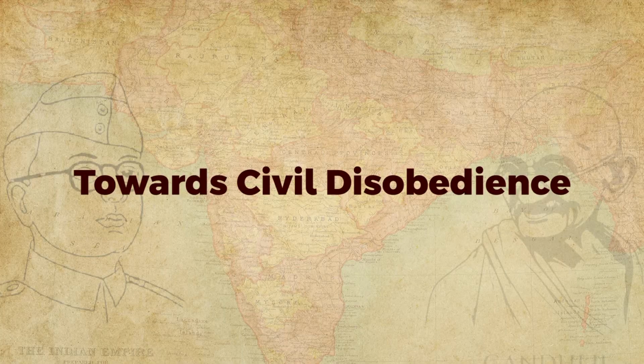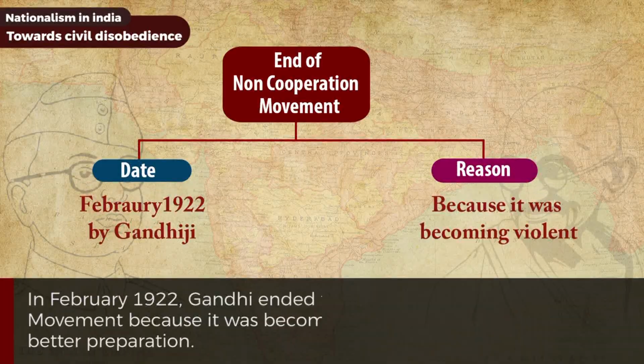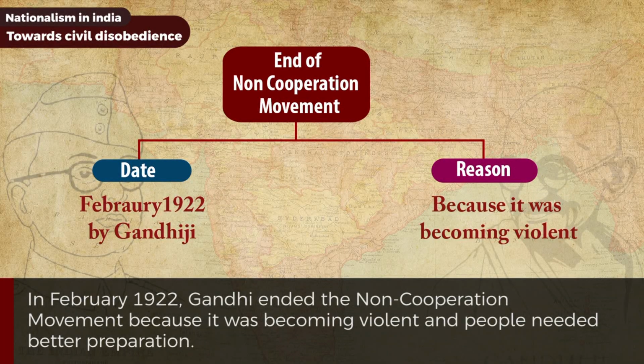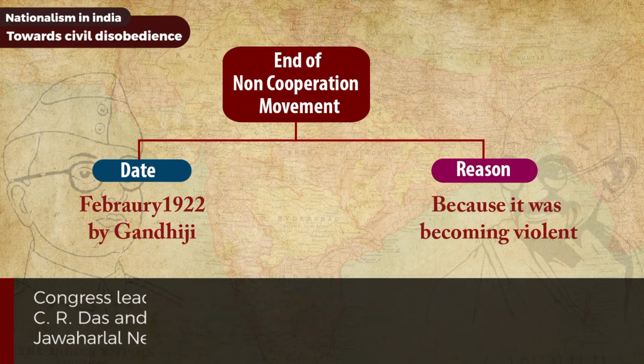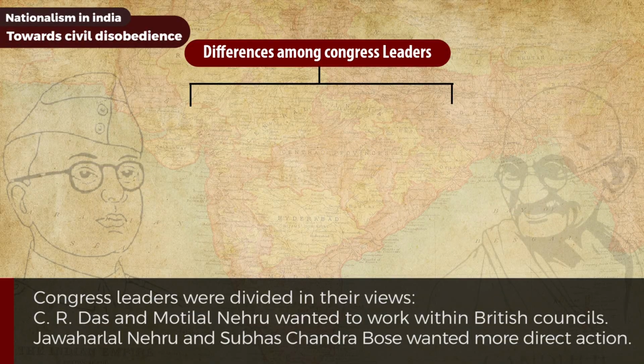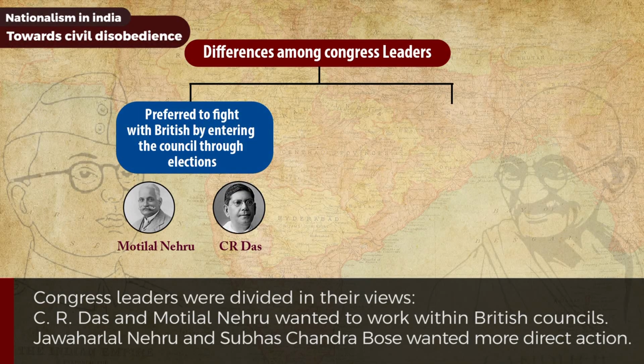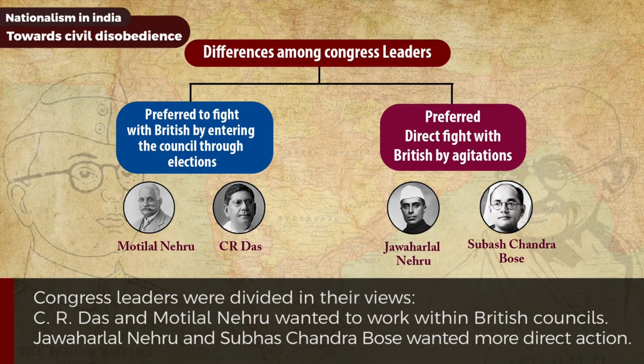Towards civil disobedience. In February 1922, Gandhi ended the non-cooperation movement because it was becoming violent and people needed better preparation. Congress leaders were divided in their views. C.R. Das and Motilal Nehru wanted to work with British councils. Jawaharlal Nehru and Subhash Chandra Bose wanted more direct action against the British.